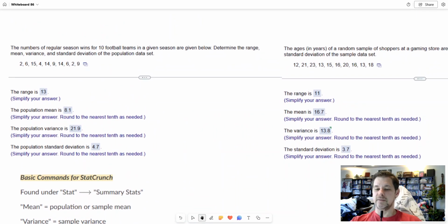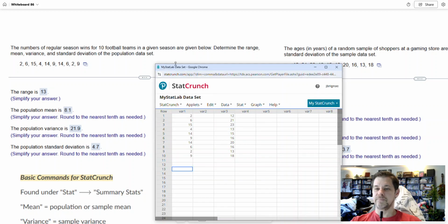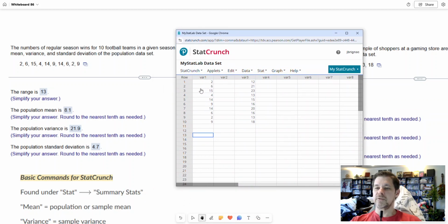Okay, all right, so let's get StatCrunch together with this question. And my numbers would either be in here already, or I could type them in if I wanted to. All right, so here 2, 6, all that right there. I type them in and they're there like I need them to be. They're in column VAR1. All right, now my goal is to show you how I can use StatCrunch, which I have open and ready to go, to find the range, the mean, the population variance, the population standard deviation. Okay, so let's talk about how to do that.